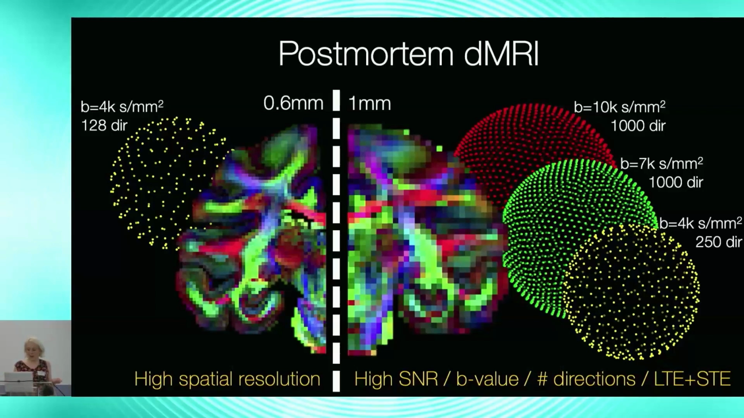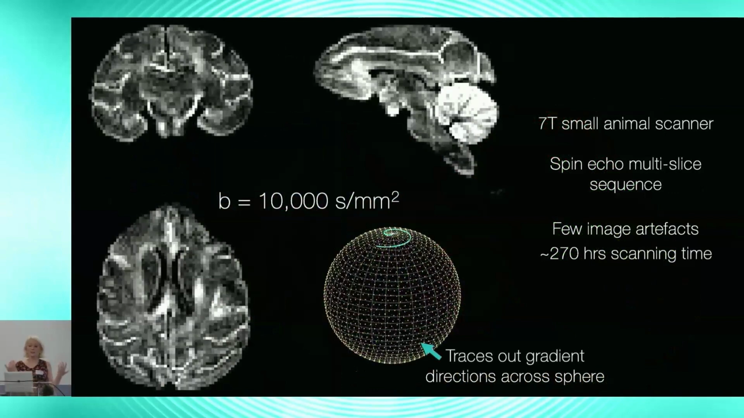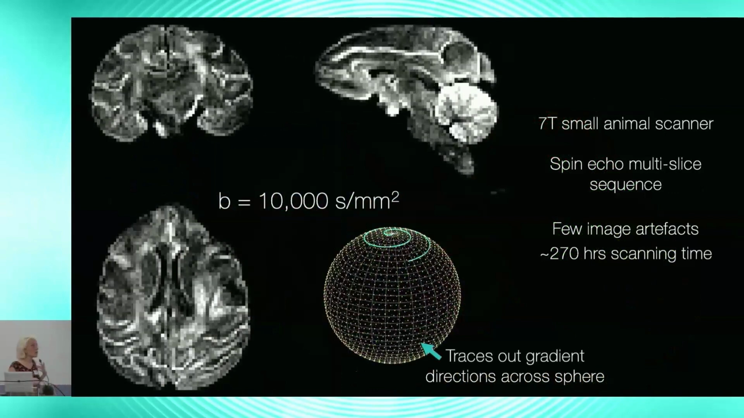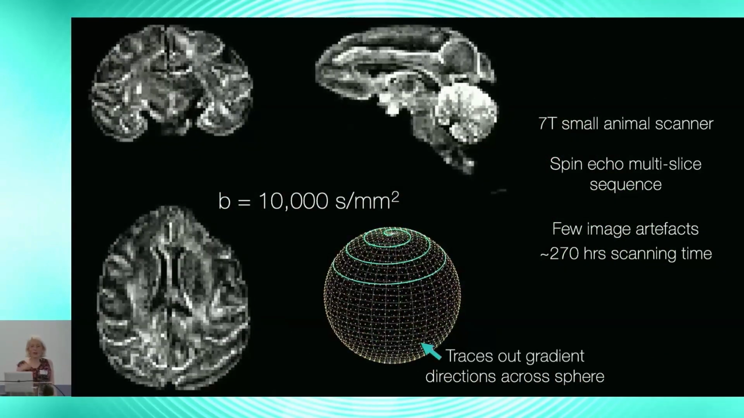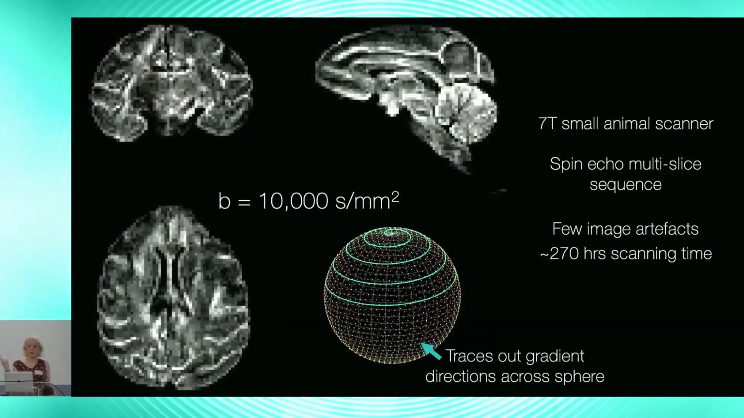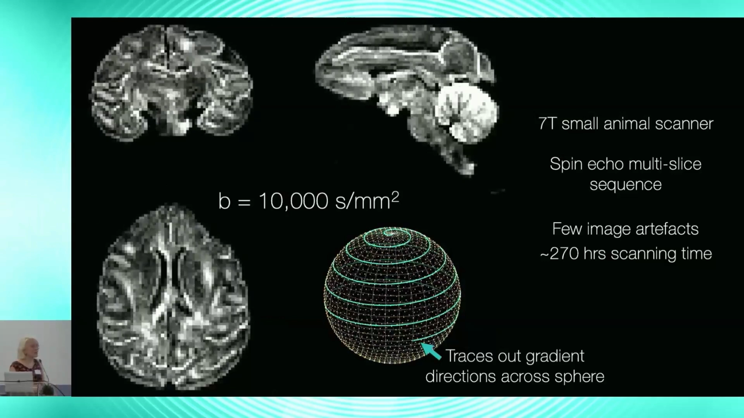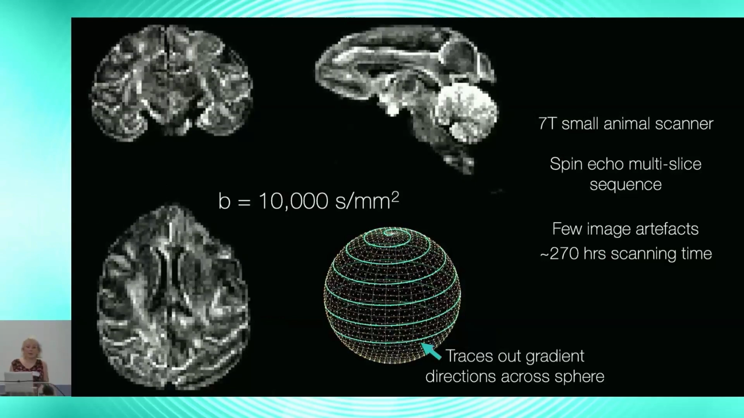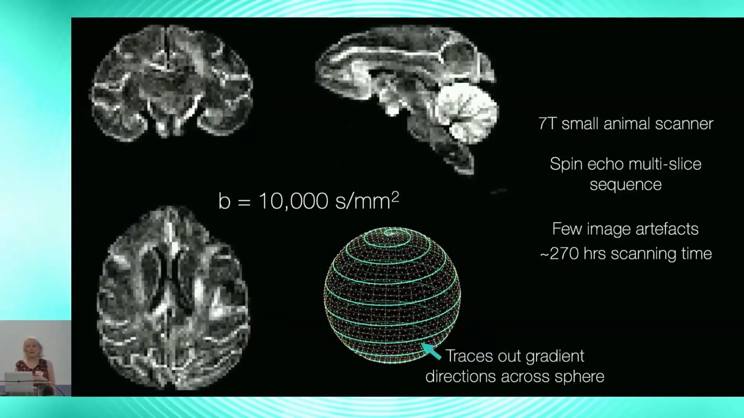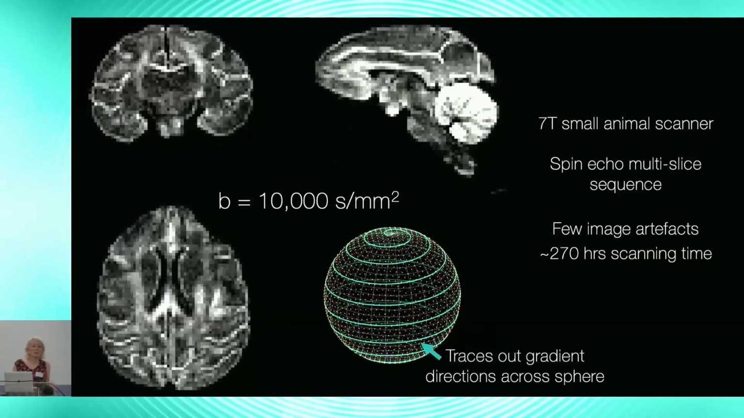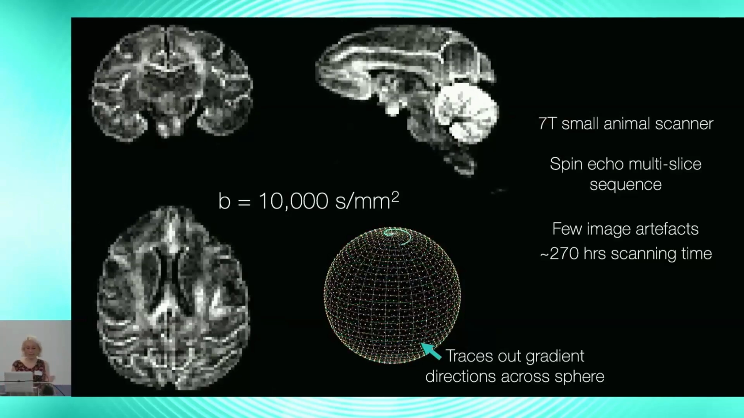With a very high b value, we obtain very nice diffusion contrast. Here I'm just showing some of the raw diffusion-weighted images, which you can see a bit later in the workshop as we trace this spiral over the Q space sphere. All of our data was acquired on a 7 Tesla small animal scanner using a spin echo multi-slice sequence with single line readout. This is really nice because we have very few image artifacts, but it is fairly slow, resulting in the long scan time.